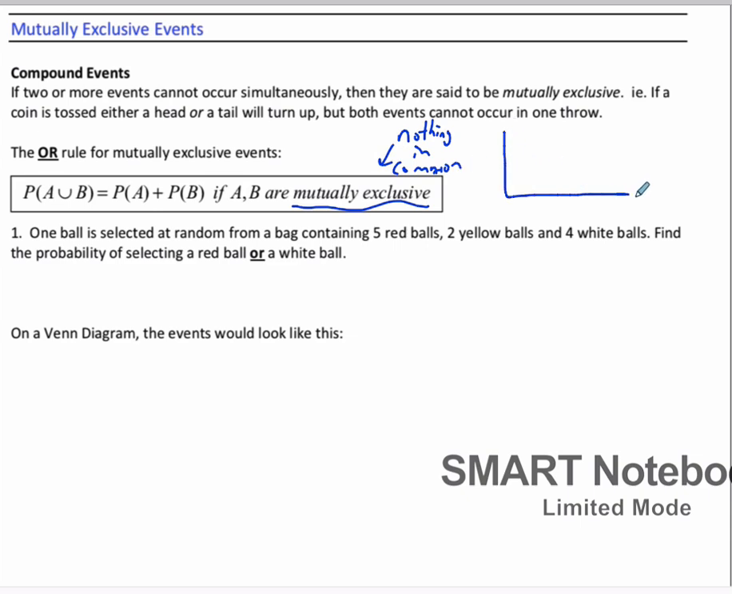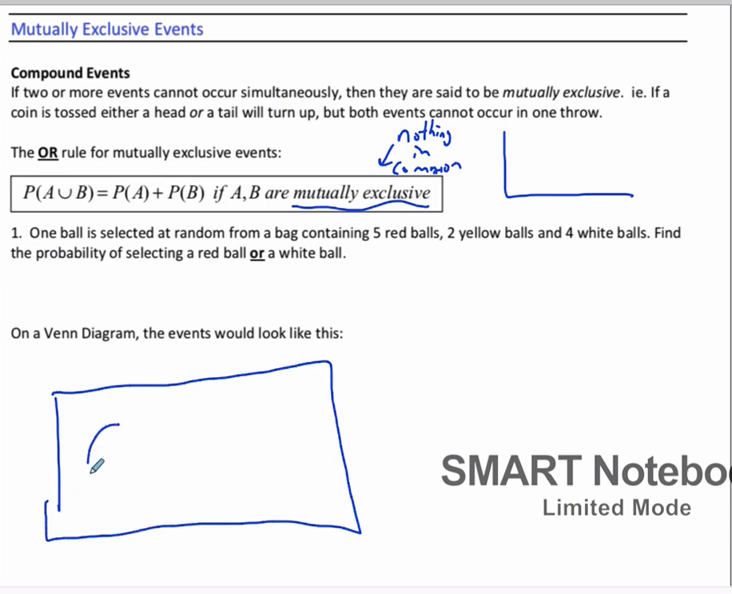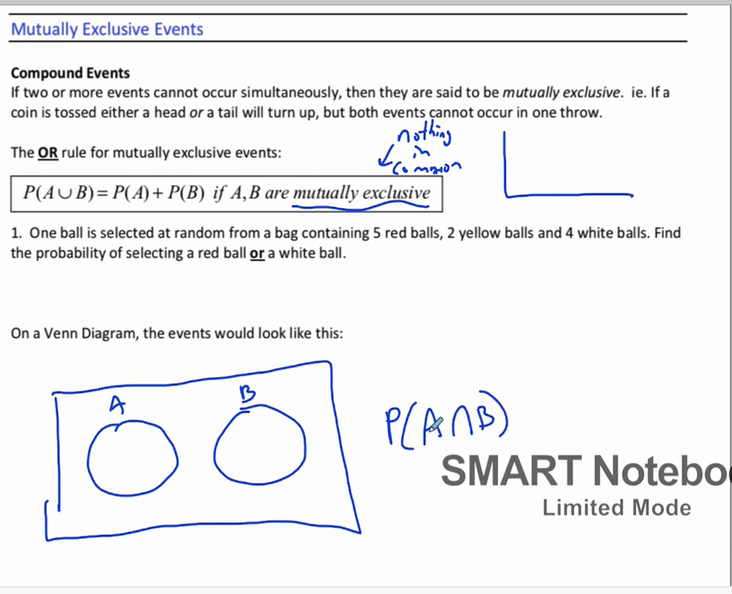Okay, let me show you what that looks like in a Venn diagram. Actually, let's do that down here. So if you have a Venn diagram where A and B have nothing in common, then the Venn diagram looks like this. Another way to write that in symbols is the probability of A intersect B, or the probability of A and B happening, is 0.